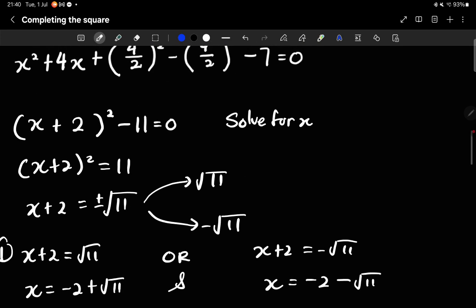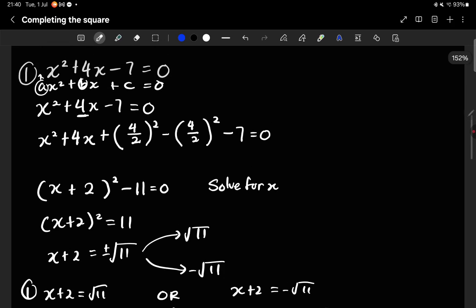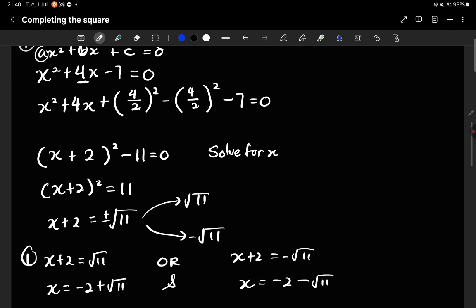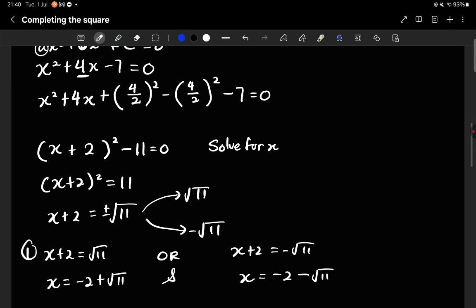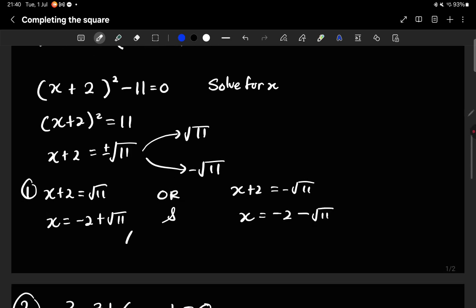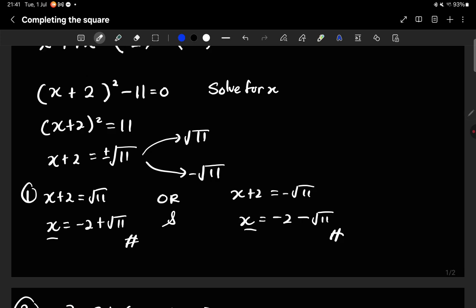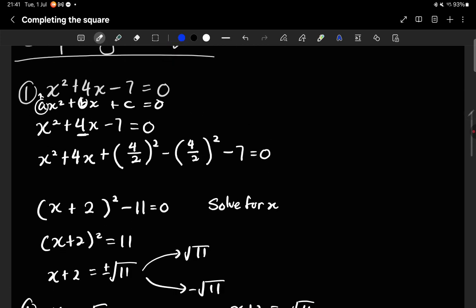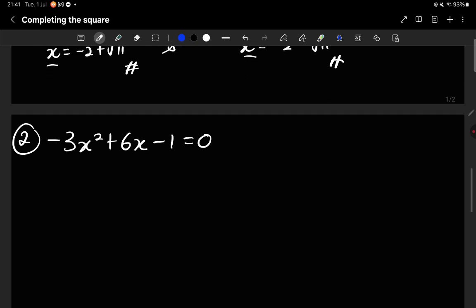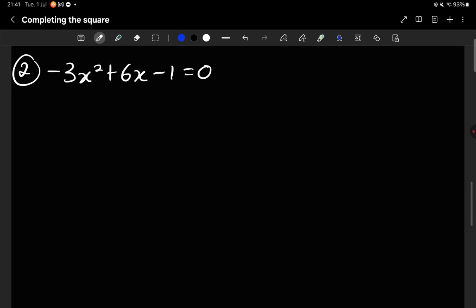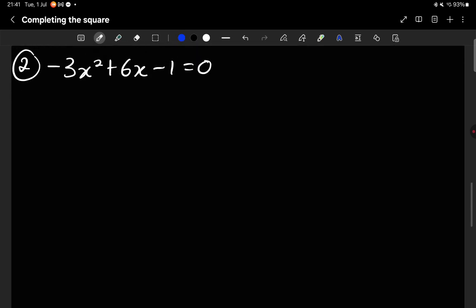Now I know this might look a little confusing at first, but if you do it step by step in the right manner, you can easily get your answer. So here are the two roots. Maybe this is still confusing, so let's jump into another simple question. Let's do it step by step again. I'm going to use a blue pen this time.